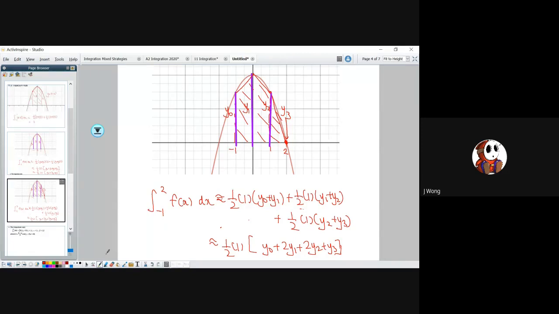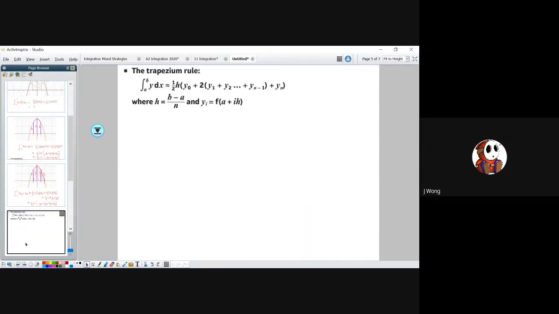So if you could guess the trapezium rule formula at this point, well done. So let me tell you what that is actually.